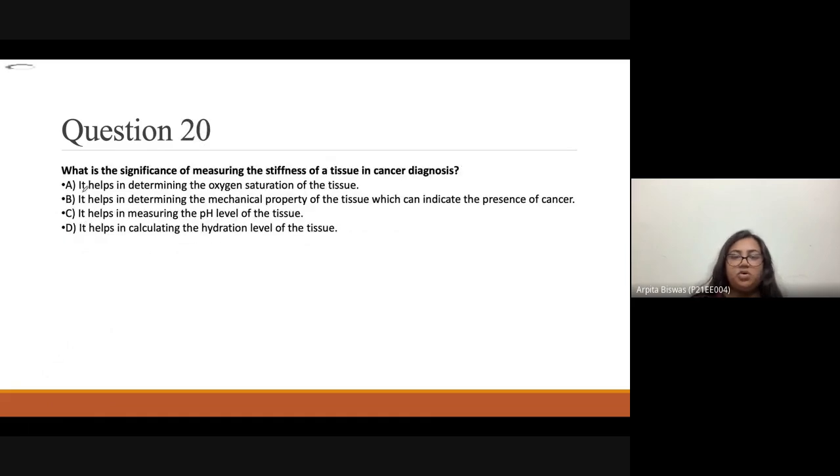What is the significance of measuring the stiffness of a tissue in cancer diagnostic? So first, it helps in determining the oxygen saturation of the tissue. The second option is it helps in determining the mechanical properties of the tissue, which can indicate the presence of cancer. Third option is it helps in measuring the pH level of the tissue. And the fourth option is it helps in calculating the hydration level of the tissue. So please try to find out the right option.